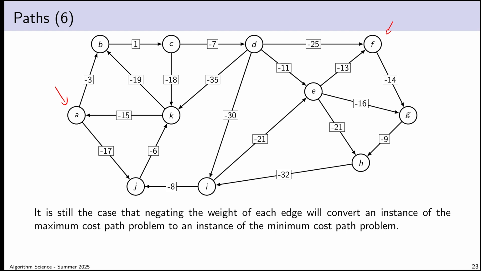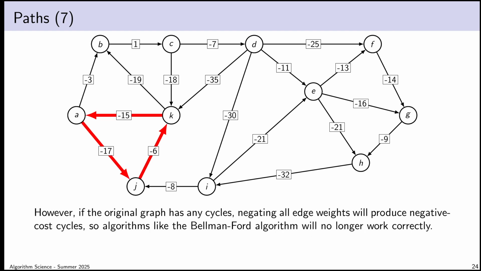And there's a pretty obvious reason. So in general, if I flip all of my edge weights from positive to negative to turn the maximization problem into a minimization problem, in a general graph, there could be directed cycles. And if there are any directed cycles, then I'm going to end up with negative cost cycles. And therefore, none of the algorithms that I'm used to using, like the Bellman-Ford algorithm, will work correctly.